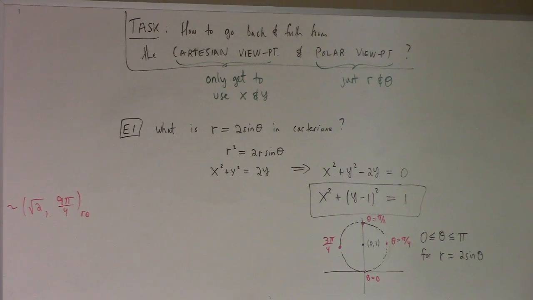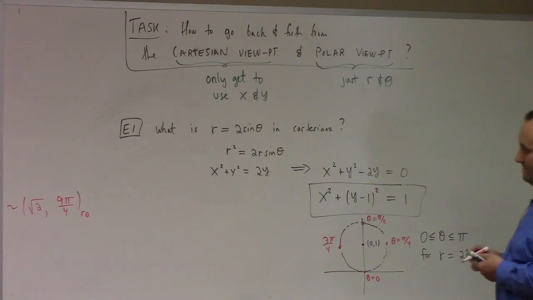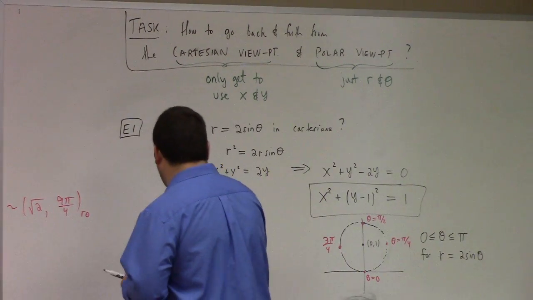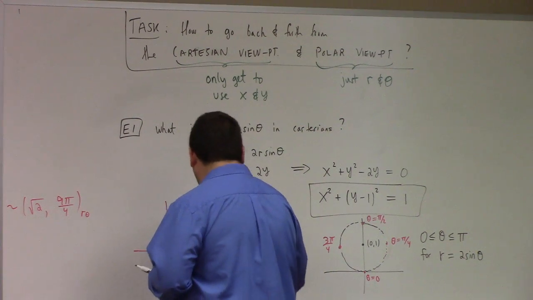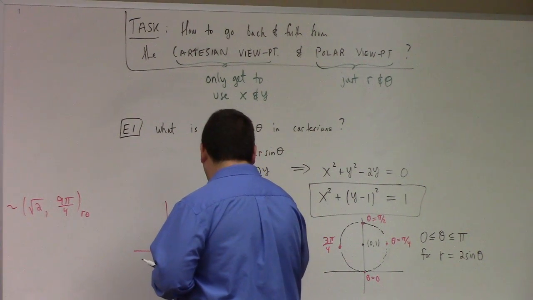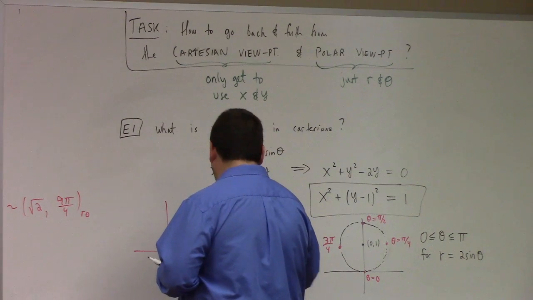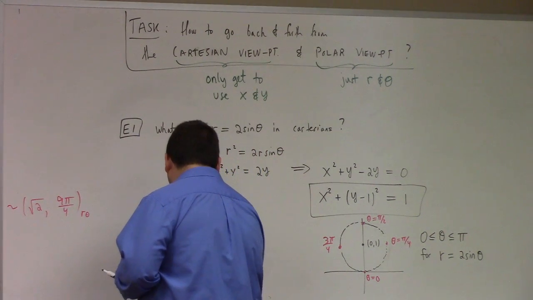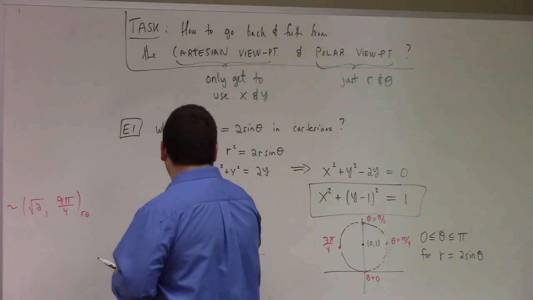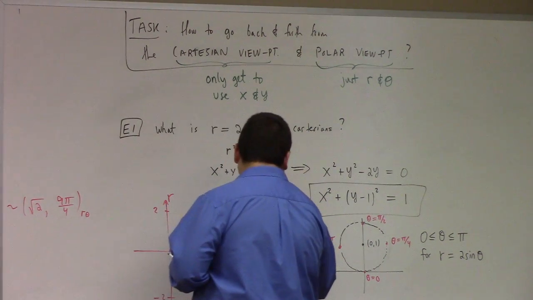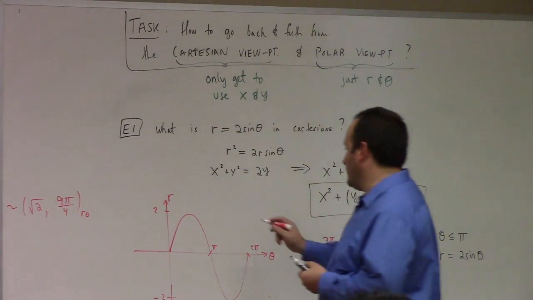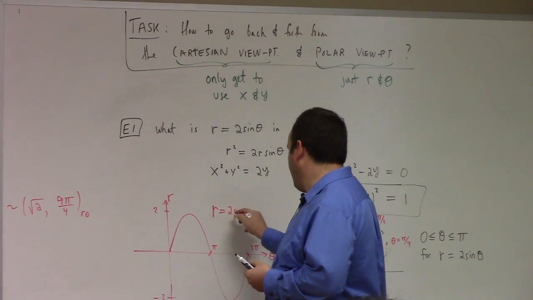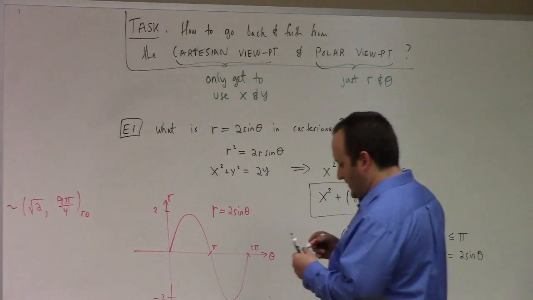What happens from pi to 2 pi? What's the deal with pi to 2 pi? Let me draw a graph for you for a second here. 2 sine theta looks like this, right? Sometimes it's helpful as you think about these things to look at a graph of r equals 2 sine theta. If I look at that, you can see what's going to happen.